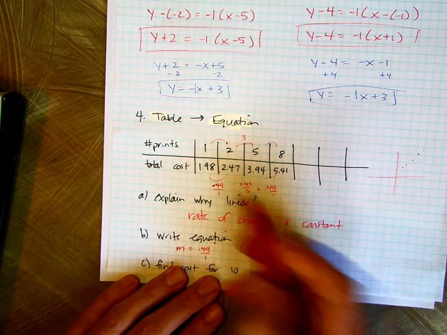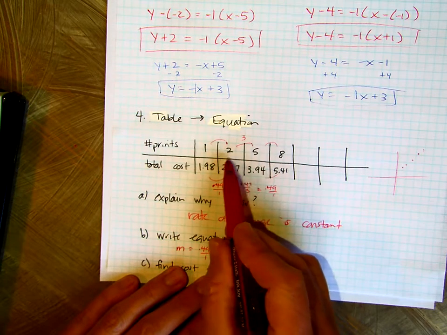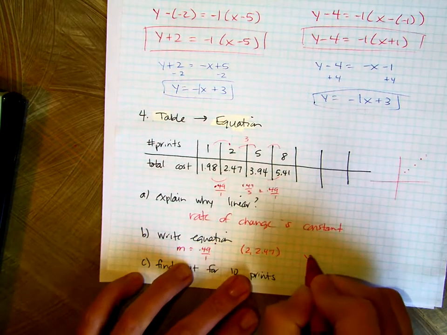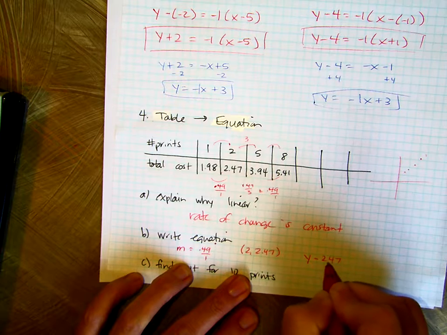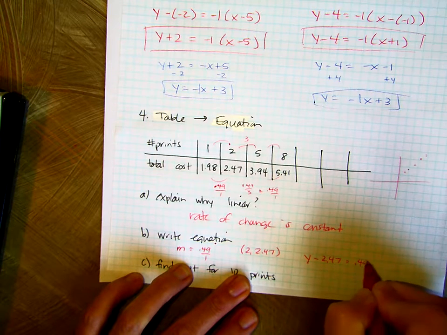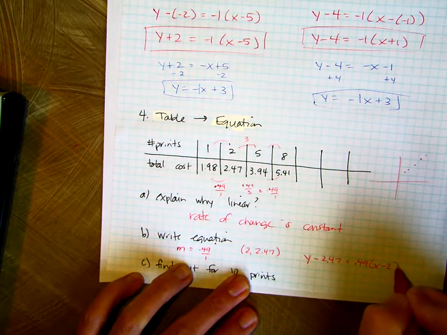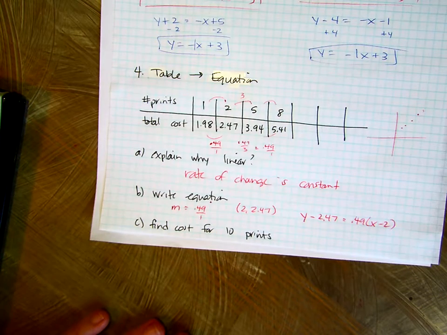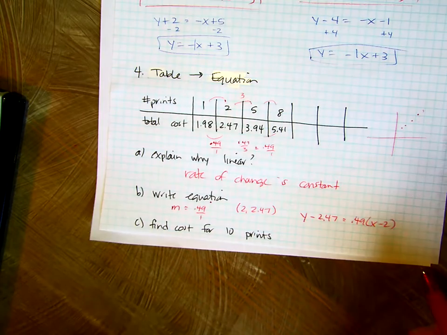And using a point, it doesn't really matter which one, I'm going to use 2, 2.47. So I'd have y minus 2.47 equals 0.49 times x minus 2. And that would be an equation for my line. And again, you could distribute if you want to tidy that up.